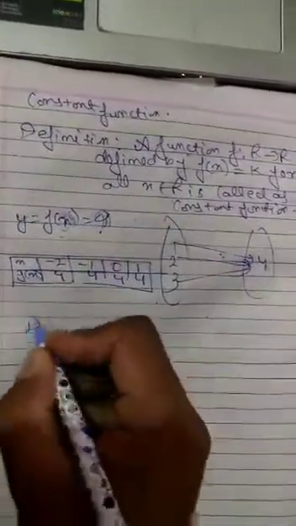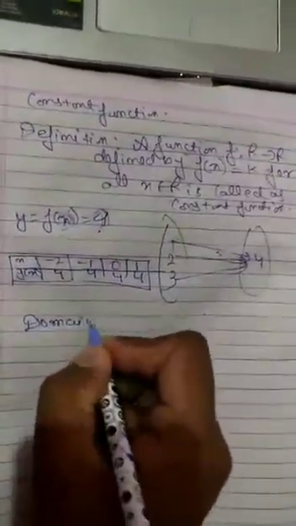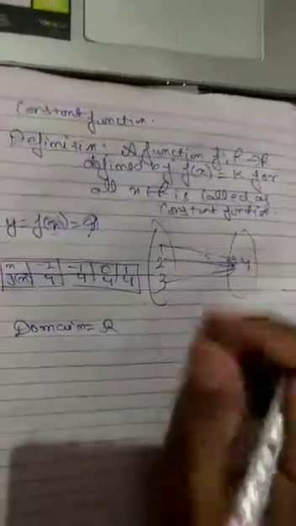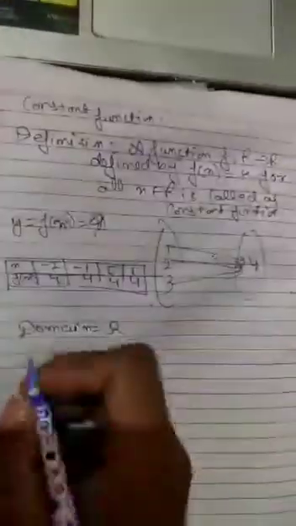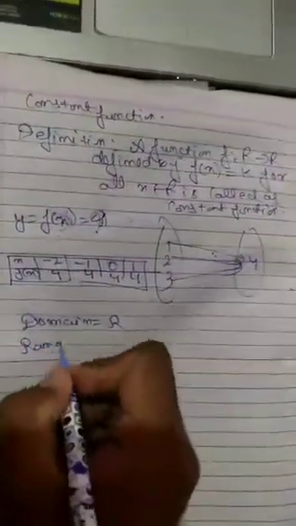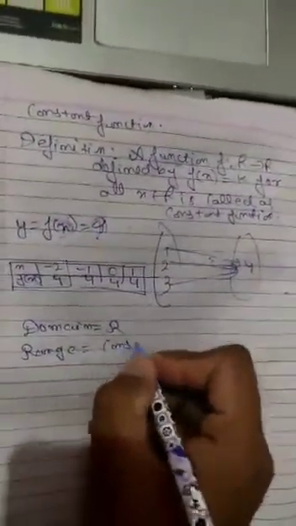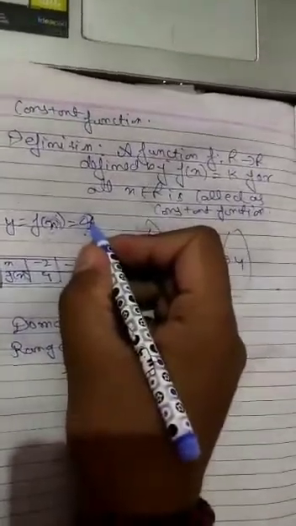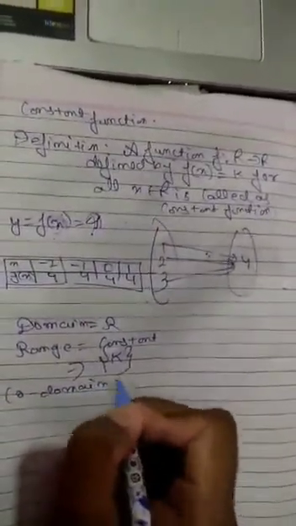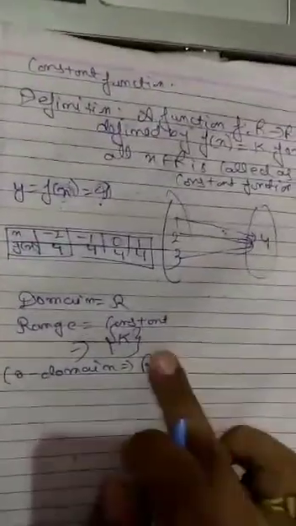So domain will be real numbers, because relation is related to real numbers and x also belongs to real numbers. But range will be constant, what we have taken as constant k, in this case 4. And codomain also will be R, because it is from R, means real numbers.